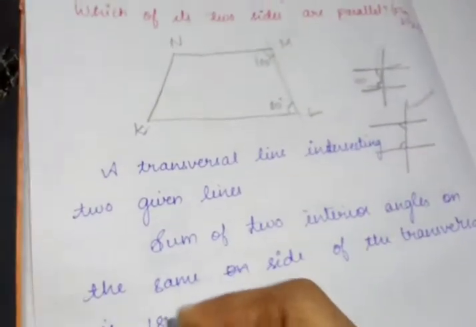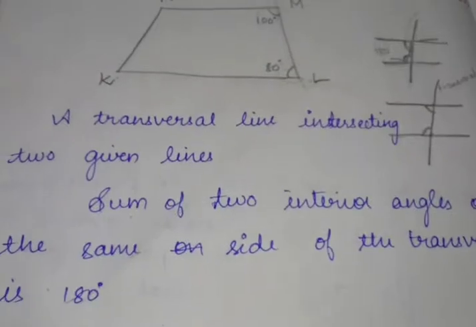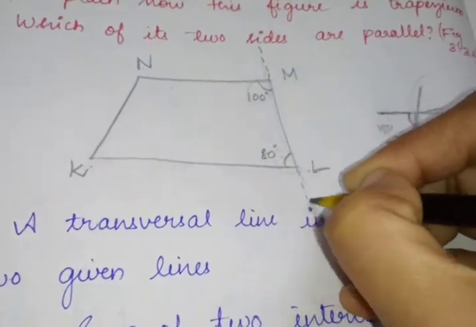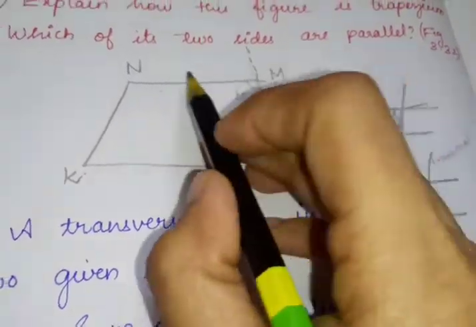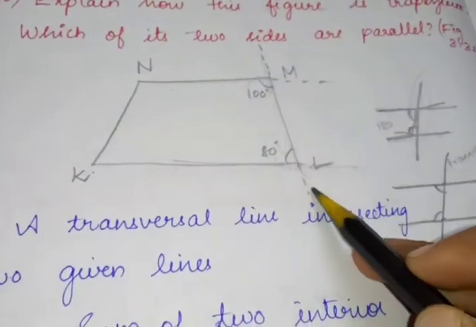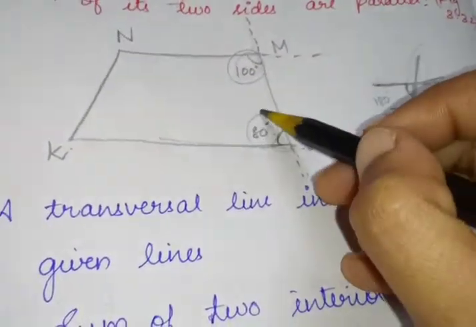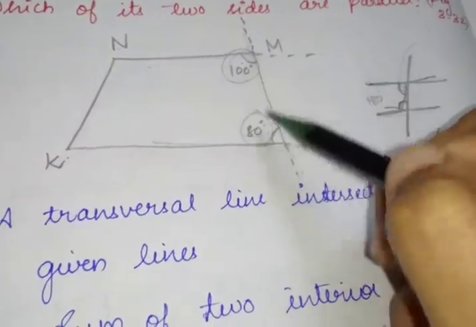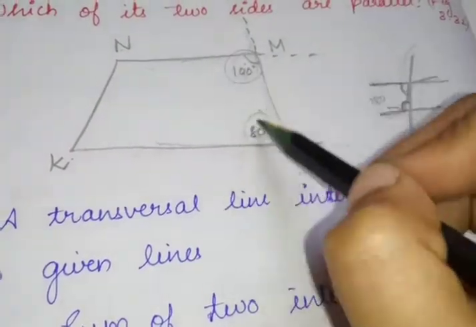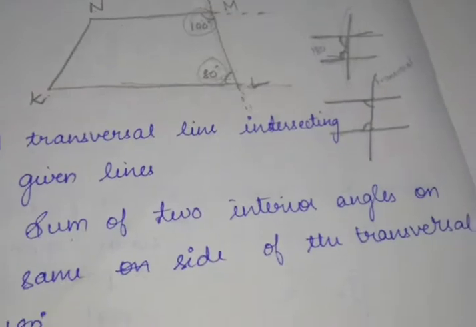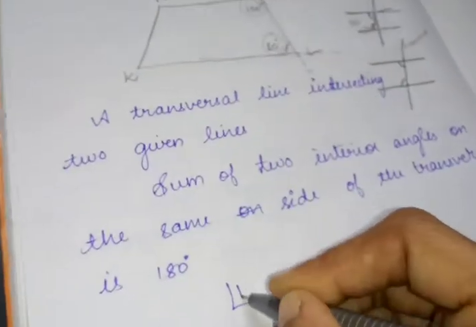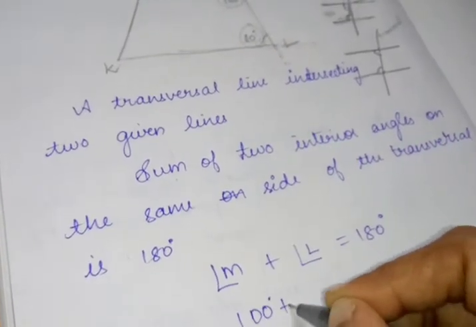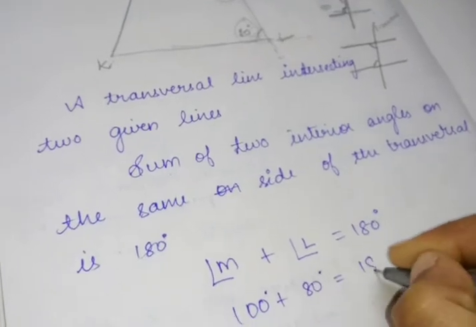is 180. Listen children, why I am saying 180: I am taking this as one transversal line and these two as parallel lines. So 100 degree and 80 degree are on the same side of the transversal. These two are interior angles. The sum of two interior angles on the same side of the transversal is 180. So angle M plus angle L is equal to 180, because 100 degree plus 80 degree is equal to 180.